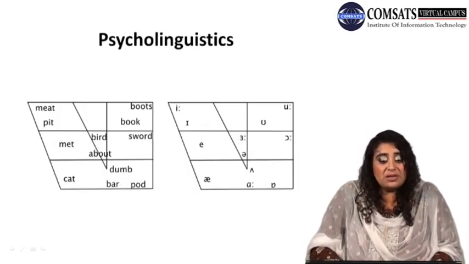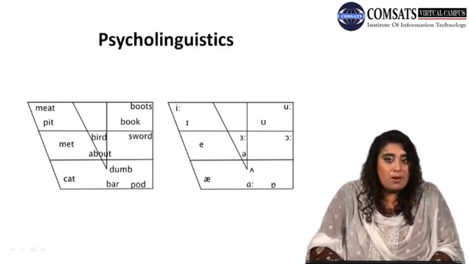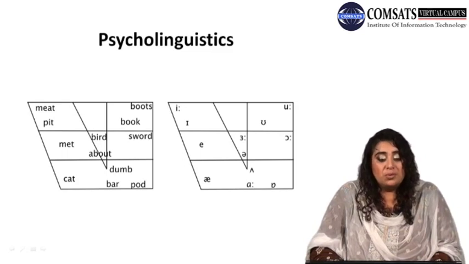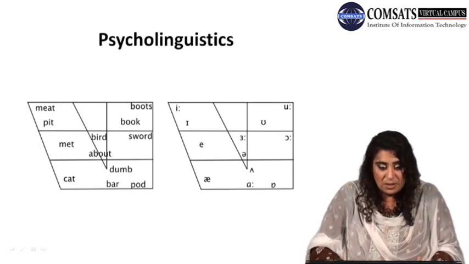Now, this is the chart. You can see how it's pronounced and how the vowels go from one to another, making sounds: meet, pit, met, cat, bird, about, dumb, bar, pod, boots, book, sword. So this is the difference. You can see the variations in the sound.